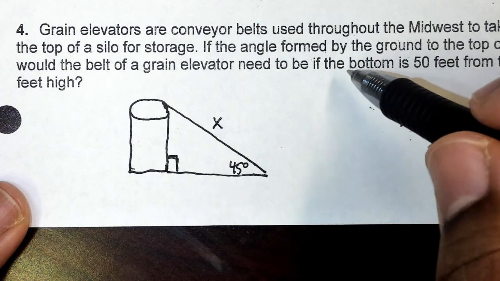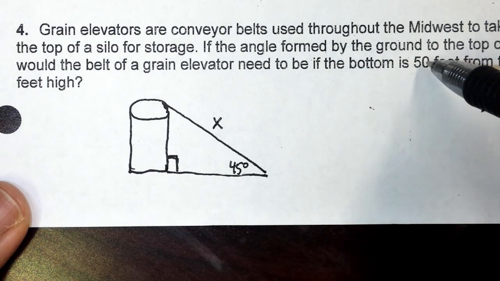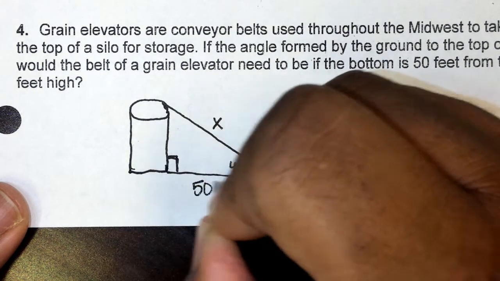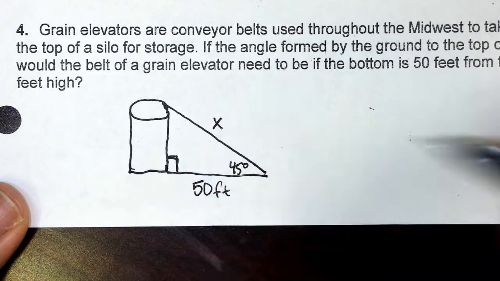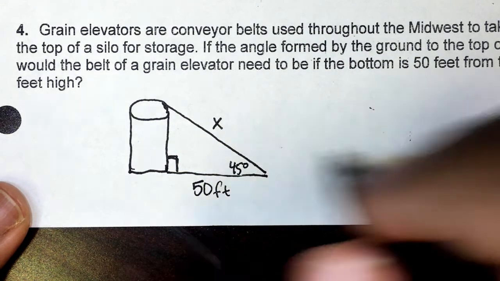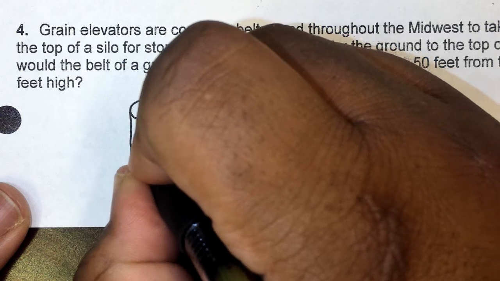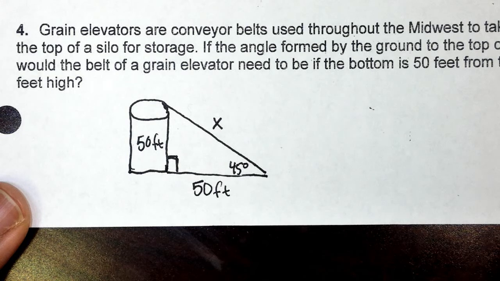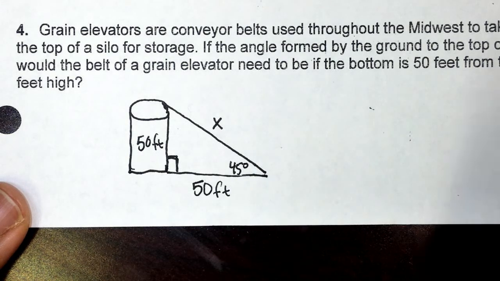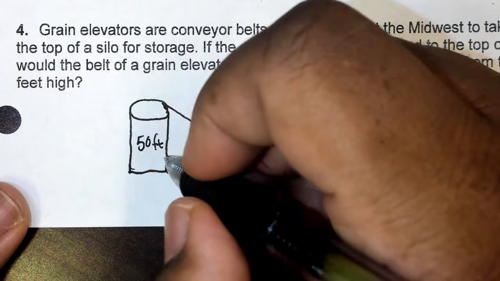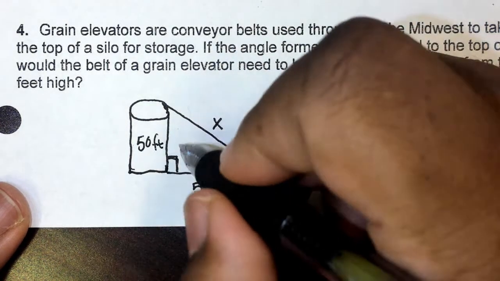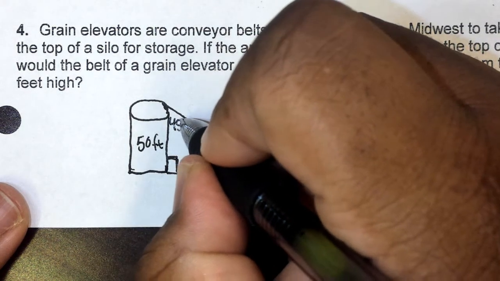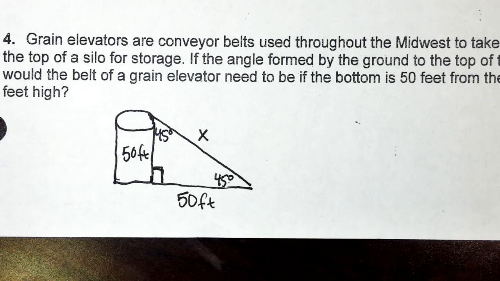And then they say if the bottom is 50 feet from the base of the silo, so the bottom of the belt is 50 feet from the base of the silo. This 50 goes down here, and the silo itself is 50 feet high. So the silo is 50 feet right here. Yeah, I know it's all gonna connect, man. Physics and geometry go together, and then especially with levees and stuff like that. So this is a 45, 90. You know, this is a 45 right here. So it's showing you a 45, 45, 90 triangle, obviously.